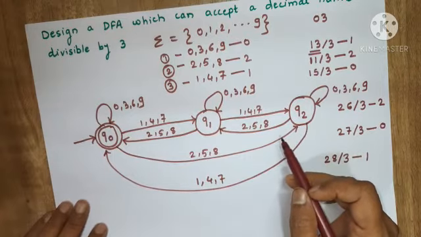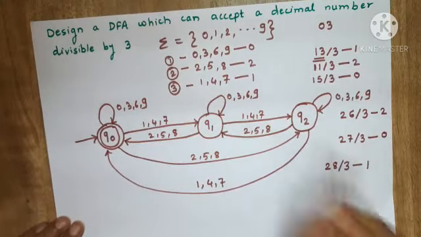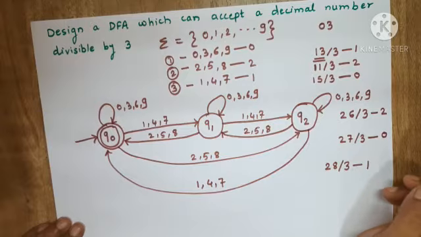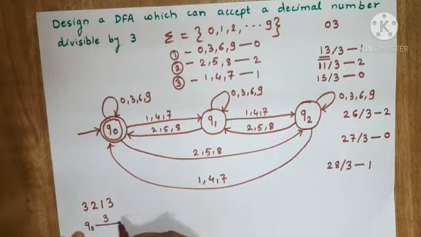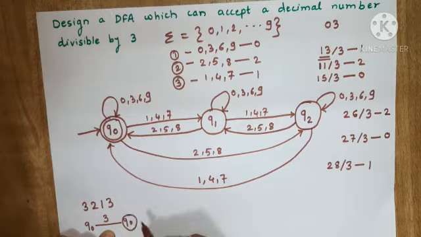Okay, so we have shown 3 transitions from every state. So this is our DFA. Now suppose this is a number which we want to check whether it is divisible by 3 or not. Initially your machine is in Q0 state, so it will read the first digit, that is 3, and in Q0 state if I get 3, I will remain in Q0 state.